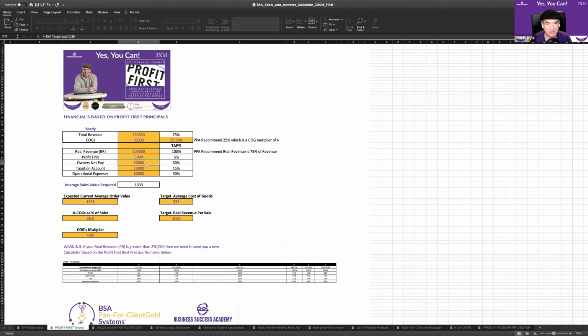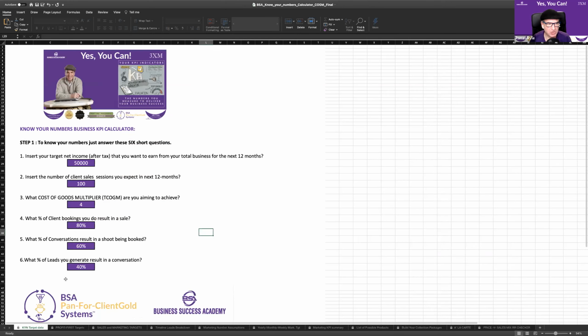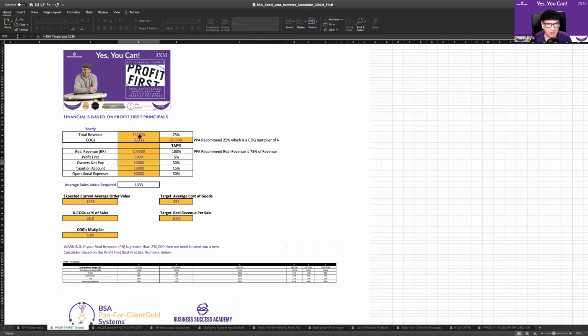So this is all based on profit first principles, and it starts to build out some other key performance indicators for us. I had to put on my eyes there for a second. So it works out what your expected current average order value needs to be based on these numbers. So where did that number come from? Well, it just took the number of sales you want and it calculated the total revenue you need and divided that by the number of sales you need. So you have to have 100 sales at this average to deliver these numbers, to have any chance of delivering on those numbers. So how does that then translate to your price list?